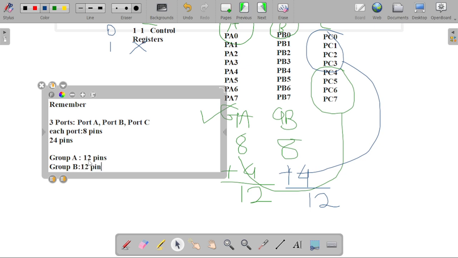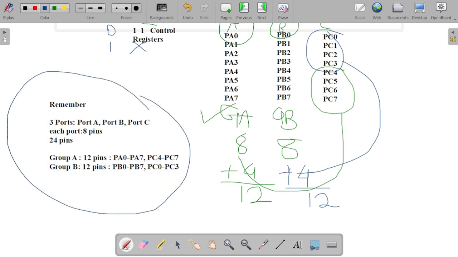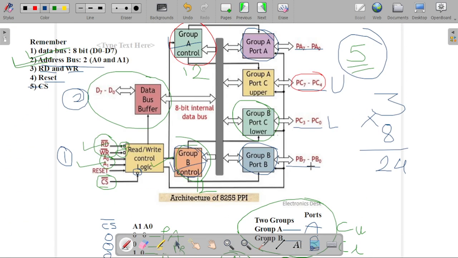Group A consists of all pins of port A, that is PA0 to PA7, and the upper part of port C, that is PC4 to PC7. In the case of group B, we consider port B, PB0 to PB7, and the lower part of port C, that is PC0 to PC3. Whenever you remember this architecture, you can easily draw this architecture diagram in the exam.